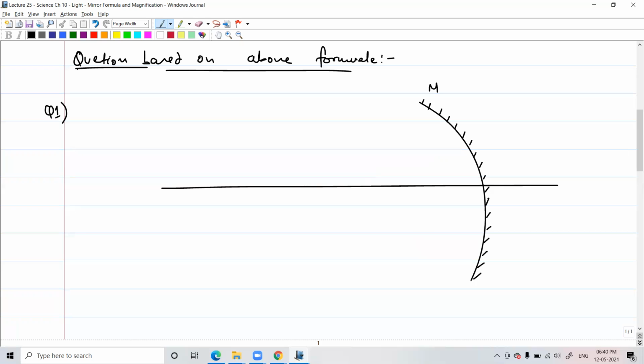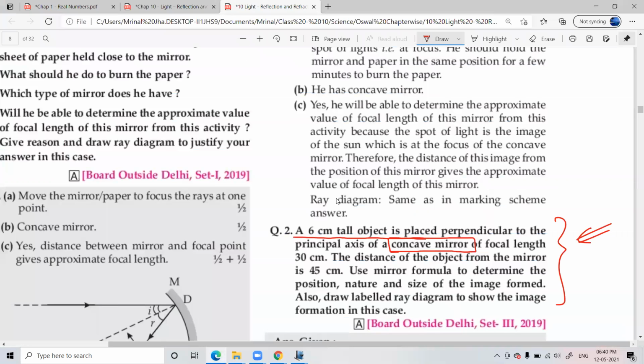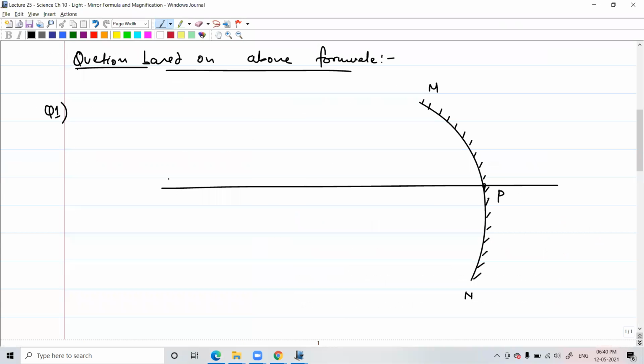So MN is the aperture. Pole will be somewhere over here. Let's hold on for focus and center of curvature. Let's read out the question. Okay, so 6 centimeter tall. So what is this 6 given over here? What is this 6, guys? The height of the object. 6 centimeter tall object, so this is your object height. Which variable do we use to represent object height? h. Yes, it is h.